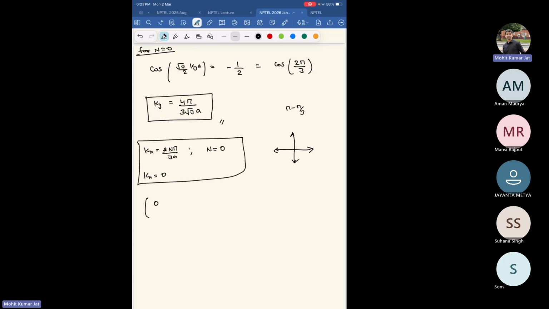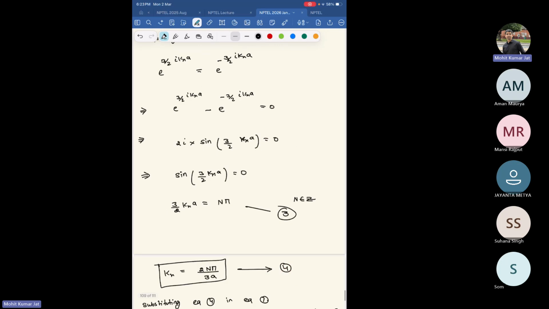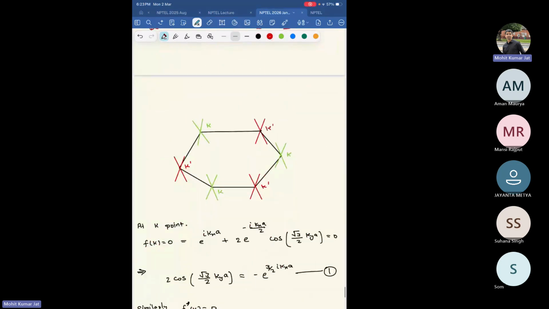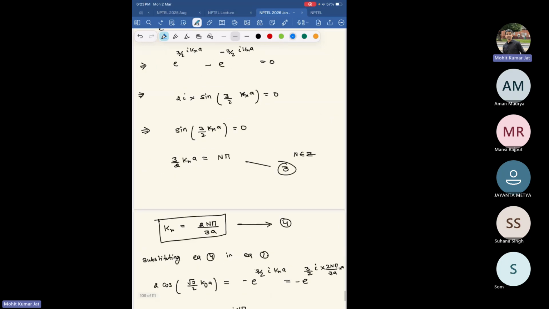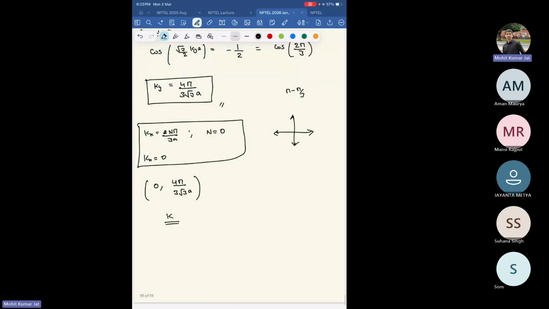So your coordinates are 0, 4 pi by 3 root 3a. This is for K. Now this is the coordinates of the K, right? For K prime, the y needs to be flipped, right? So for K prime, the coordinates will be 0, minus 4 pi by 3 root 3a. This is for K prime.